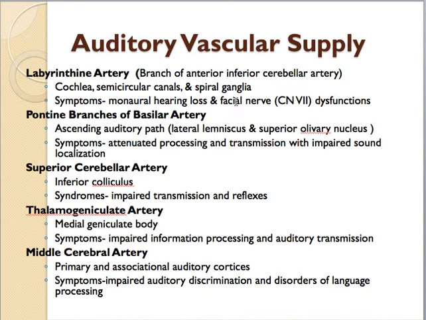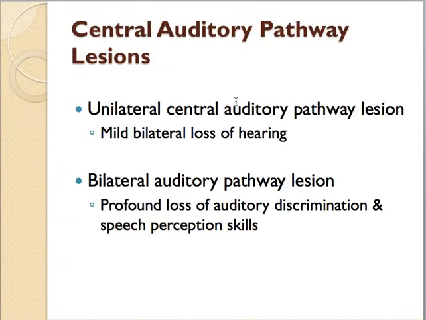Okay, next I want you to turn to slide 41. In terms of lesions, I want you to be familiar with basic types of damage to this auditory pathway. With a unilateral central auditory pathway lesion, you're going to get mild bilateral loss of hearing, because of the crossing over of auditory information to the contralateral side. But if you have a bilateral auditory lesion, then you're going to have profound loss of auditory discrimination and speech perception skills. So a bilateral lesion will do that.